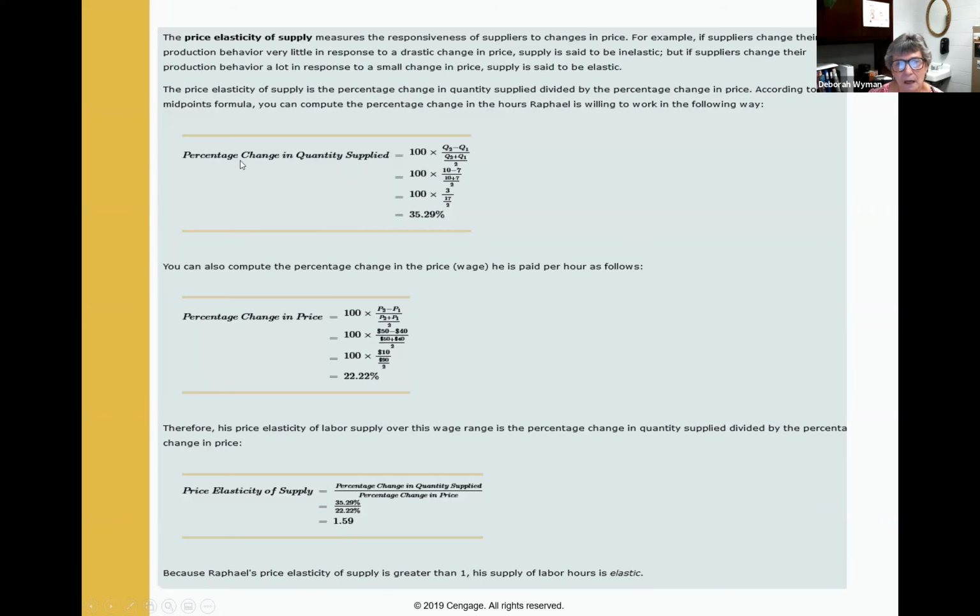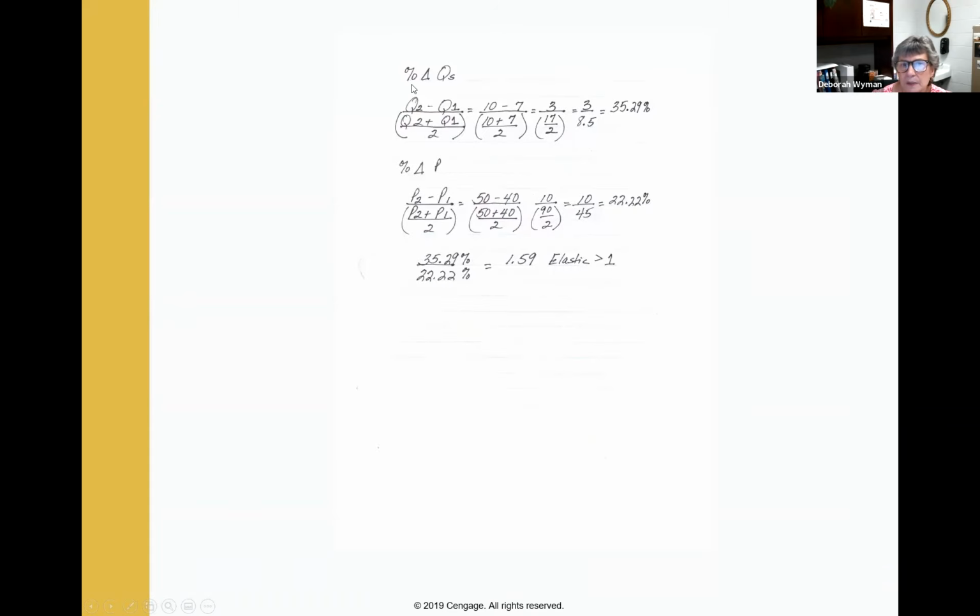So we have the percent change in quantity supplied, right? So it's Q2 minus Q1 over Q2 plus Q1 divided by 2. And then we have the formula down here, or the actual numbers. And the percent change in price is P2 minus P1 over P2 plus P1 over 2. So let's walk through it over here. Percent change in quantity supplied, quantity 2 minus quantity 1, and quantity 2 plus quantity 1 divided by 2, again, parentheses. So 10 minus 7 is 3.